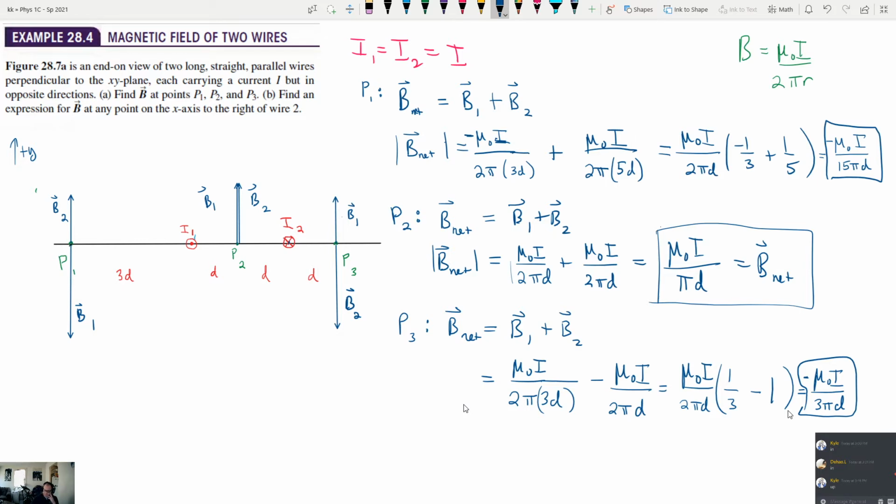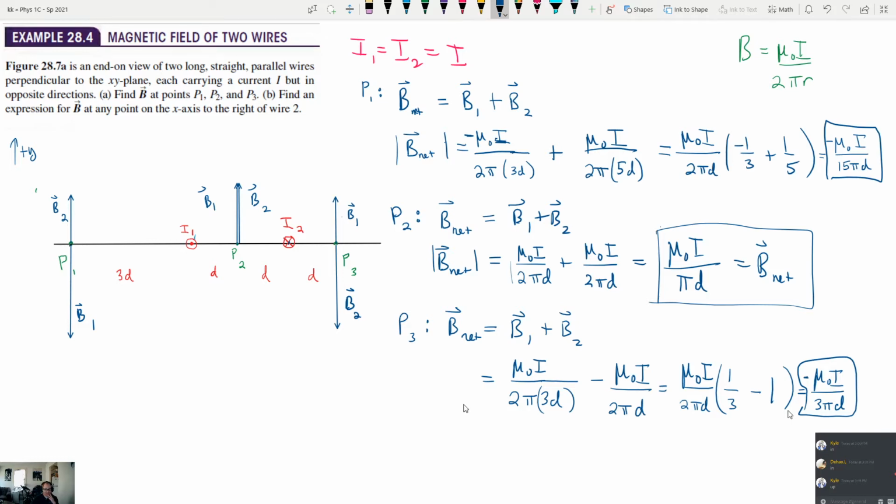Does anyone have any questions? It's all pretty easy, right? Maybe it's not easy, but it's not that hard. Pretty intuitive. We're just summing vectors, just like we always do in physics.